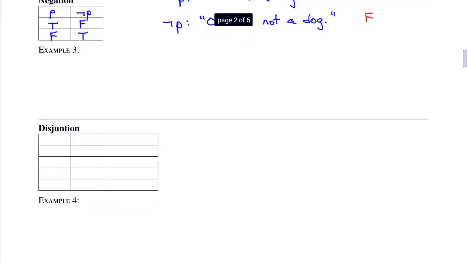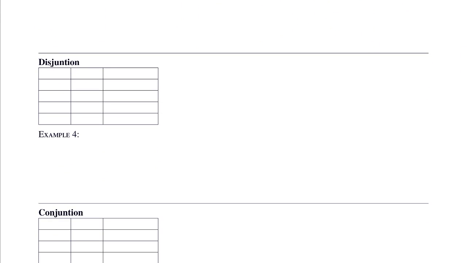All right. Let's look at disjunction. The disjunction symbol is P or Q, and this is true when at least one is true. So a disjunction starts with two propositions, P and Q, and then P or Q right here.